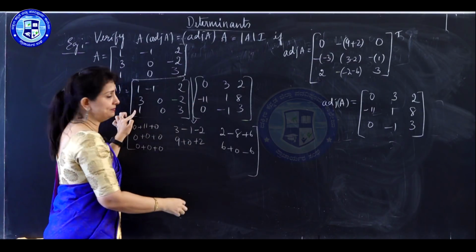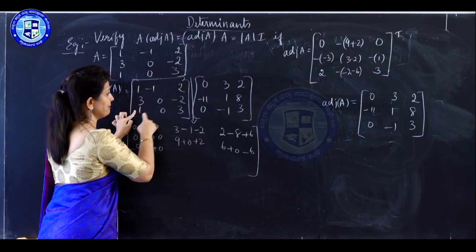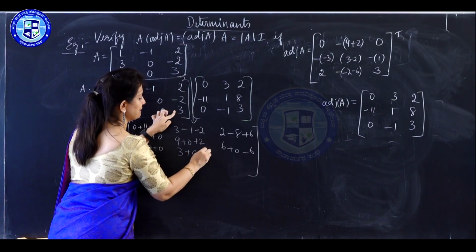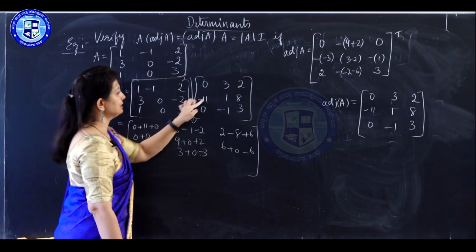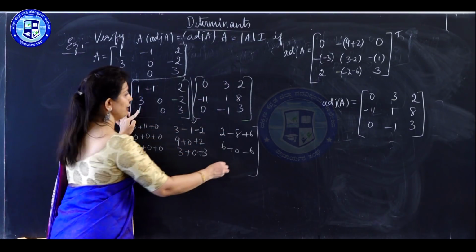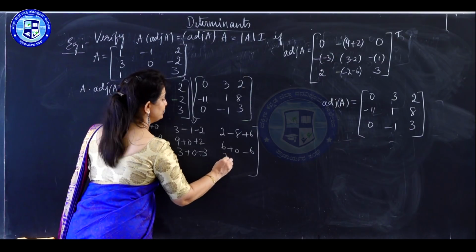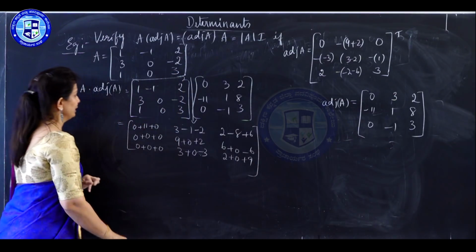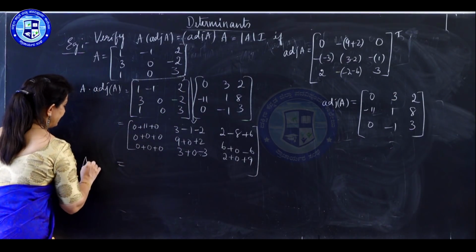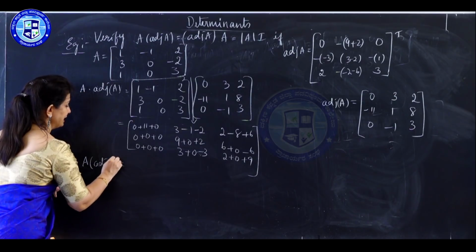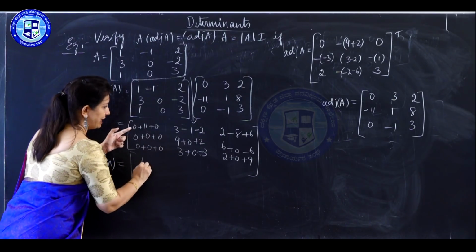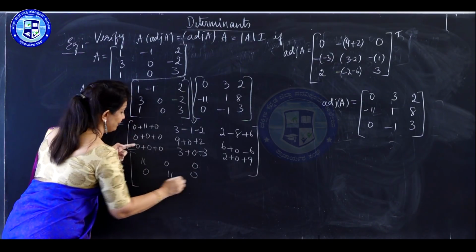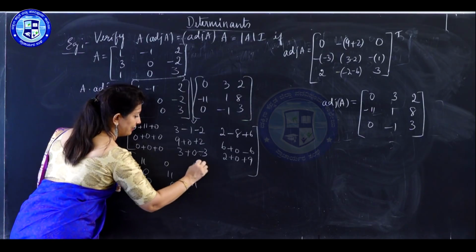Third row, second column, when you multiply the corresponding elements: 1 into 3 is 3, plus 0 into 1 is 0, 3 into minus 1 is minus 3. Now the third row, third column: 1 into 2 is 2, plus 8 into 0, plus 9. So, here we have A into adjoint A equals 11, 0, 0, 0, 11, 0, 0, 0, 11.